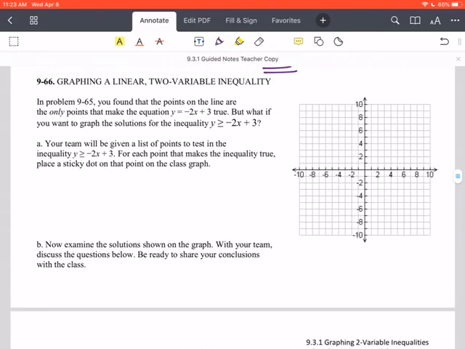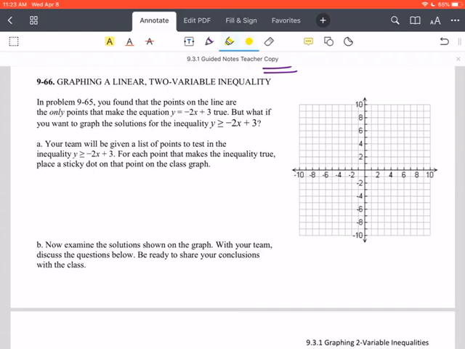On 66, it says, okay, in problem 65, we found that points on the line are the only points that will make the equation true. But what if we want to graph the solutions to this inequality? Do you think there's going to be more or less solutions?